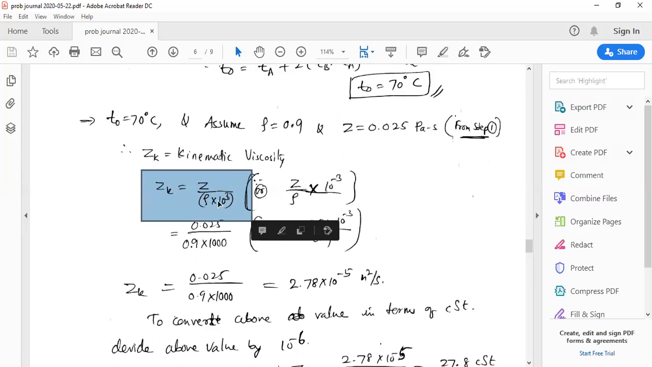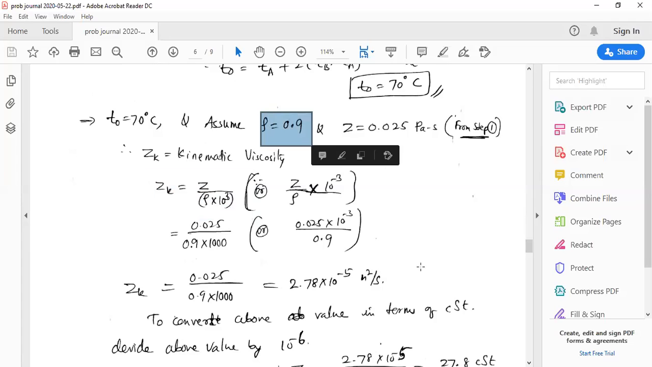So mass density is calculated here with the help of specific gravity. Specific gravity of oil multiplied by the mass density of the standard fluid, that is water, gives the mass density of the respective liquid. So 0.9 is the specific gravity of that oil multiplied by the standard density, that is 1000. That is the density of the standard fluid, that is water. So rho into 1000, that is mass density.